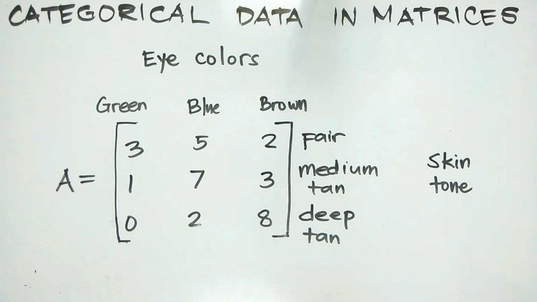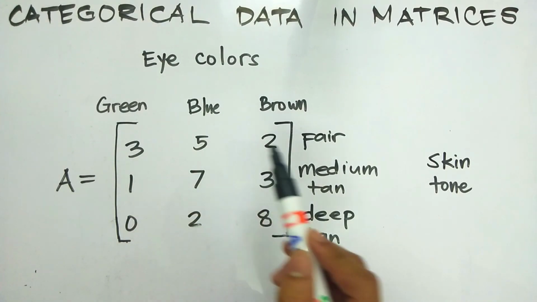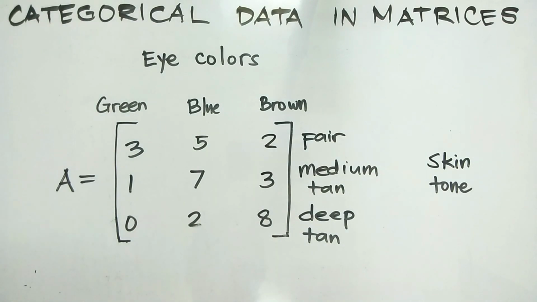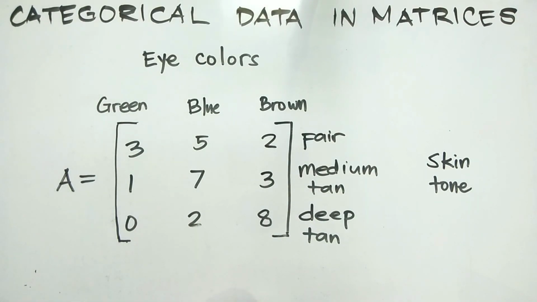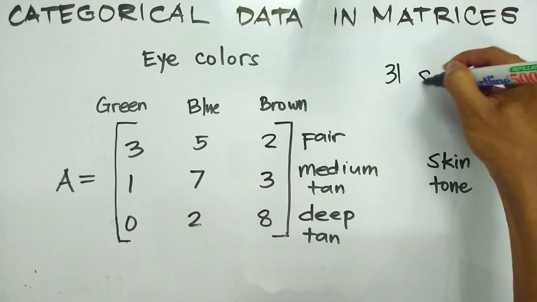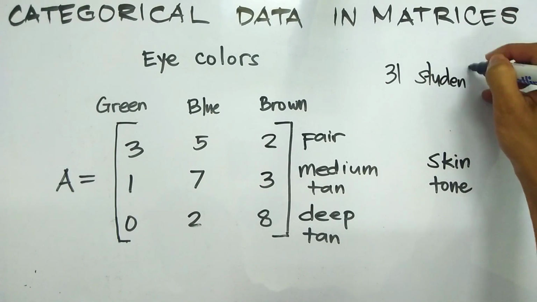If you are asked how many students have deep tan skin, those are represented by this row. So there are 0 plus 2 plus 8, which is equal to 10 students which have deep tan skin tone. And if you are asked how many students have been surveyed, that is just the total of each of these entries. That would be 3 plus 5 plus 2 plus 1 plus 7 plus 3 plus 0 plus 2 plus 8. So there are a total of 31 students that have been surveyed.